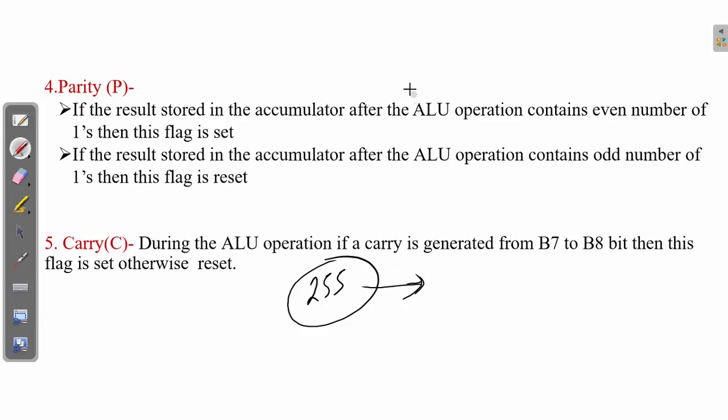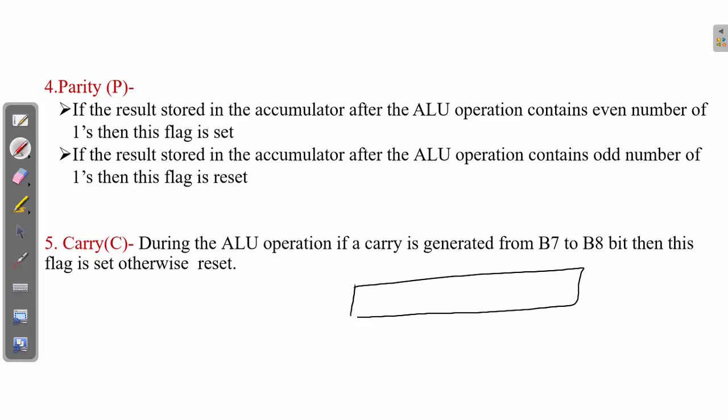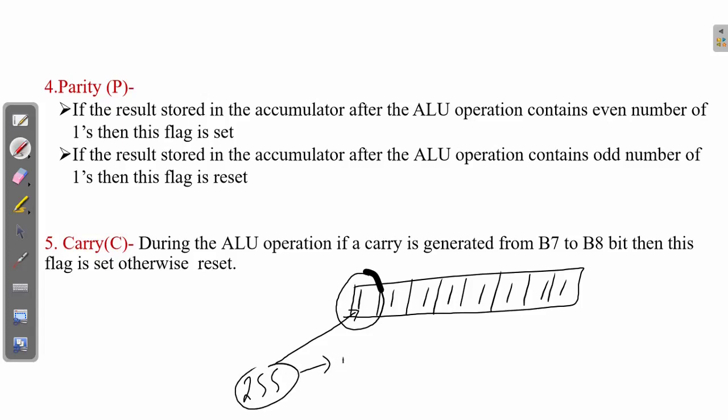The question which should be asked here is: suppose the result comes as 255. If you look at the result 255, in that case all the bits are 1. Yes or no? So if all the bits are 1, then this bit is also 1, and the sign flag is actually observing this value. So what will happen? It will show 255 as a negative number. But that is not the logic.